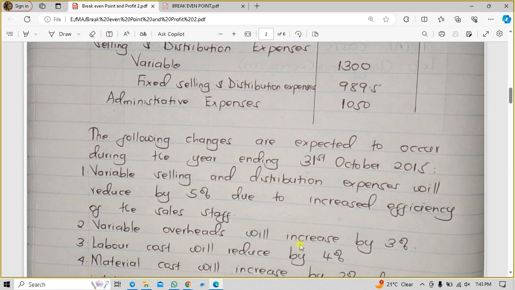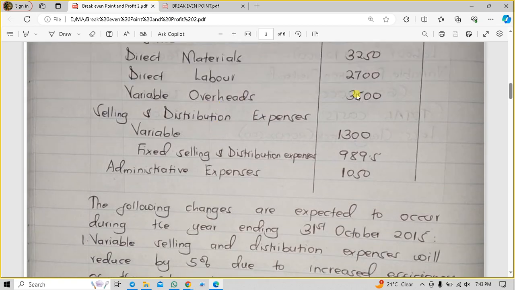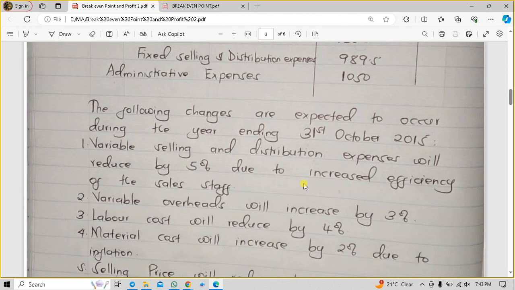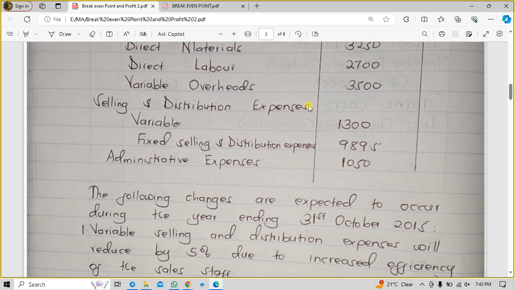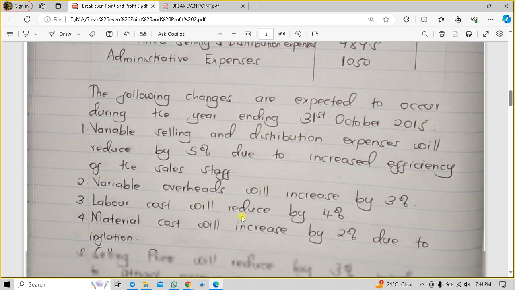Variable overheads will increase by 3%. So when you're told that variable overheads, so we have the variable overheads here, it's going to increase by 3%. That means that we have to do something to this value and increase this value by 3%, so that we can now have our new value for the variable overheads. So that is part 2.